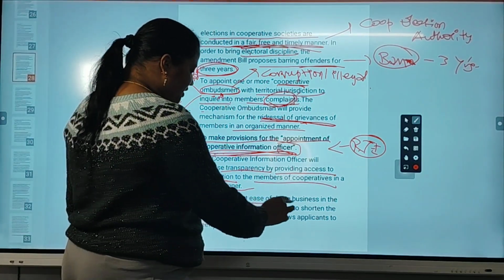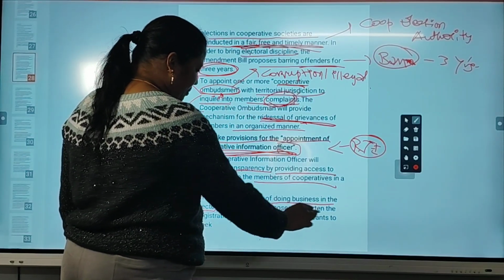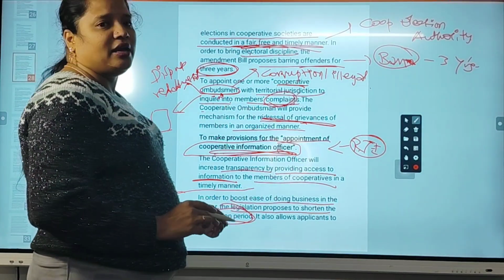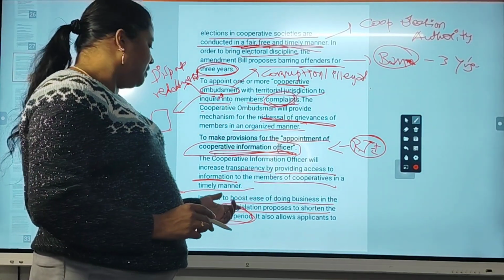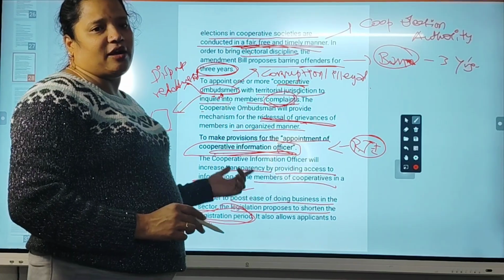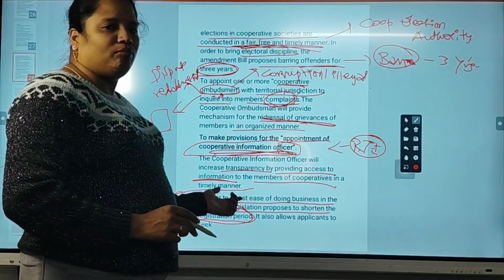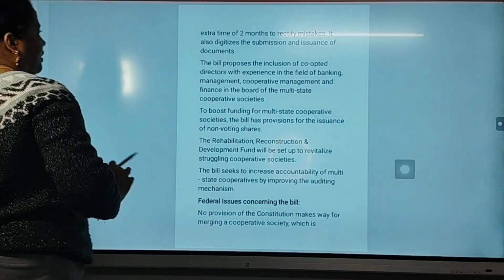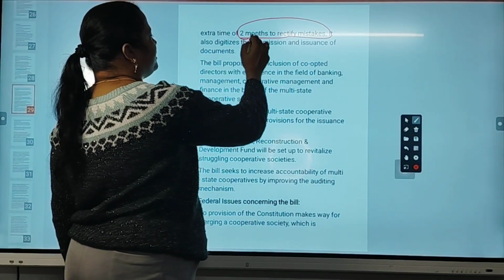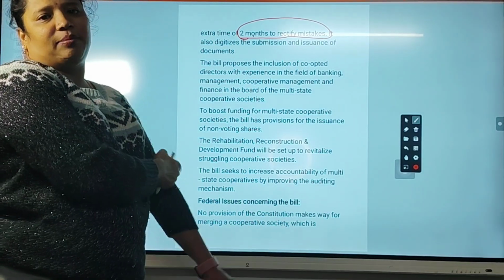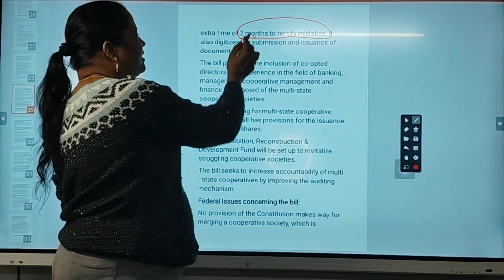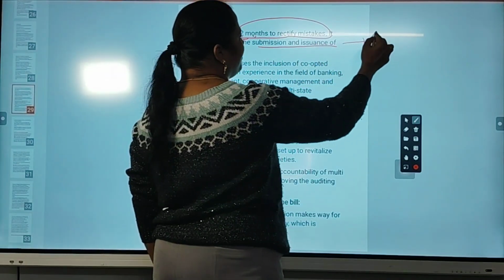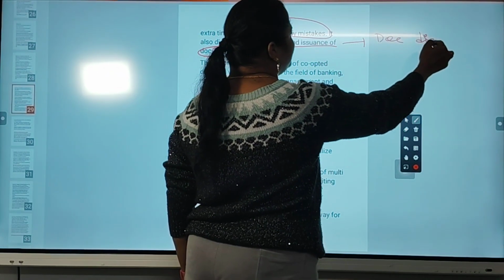information. In order to boost ease of doing business in the sector, the legislation proposes to shorten the registration period. The amendment wants to shorten the registration period of cooperative societies to make it more transparent and easy for business transactions. It allows applicants extra time of 2 months to rectify mistakes. In case of any mistakes in establishing a cooperative society, they can take 2 months extra time. It digitizes the submission and issuance of documents. All documents related to cooperative society will be digitized.